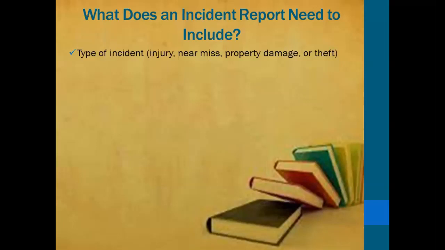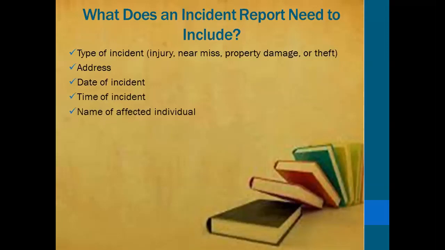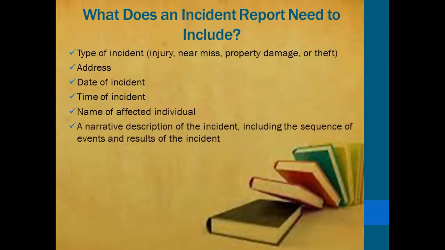Okay. So second, there must be an address. There must be the date of the incident. There must be the time of the incident. There must be the names of the affected individuals, the victims, or the people involved. There must and should be a narrative description of the incident, including the sequence of events and results of the incident, where you can have this narrative description from the witnesses. Okay. You could also ask the victim or the persons involved.